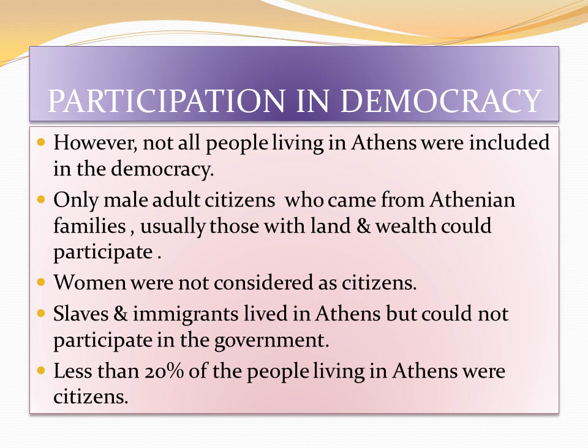Slaves and immigrants lived in Athens but could not participate in the government because they were slaves. They were immigrants, that means they had come from other parts of the country to Athens, so they cannot participate. Less than 20% of the people living in Athens were citizens and they were eligible to participate in democracy. So out of 100%, you just have less than 20% of the people participating in democracy.